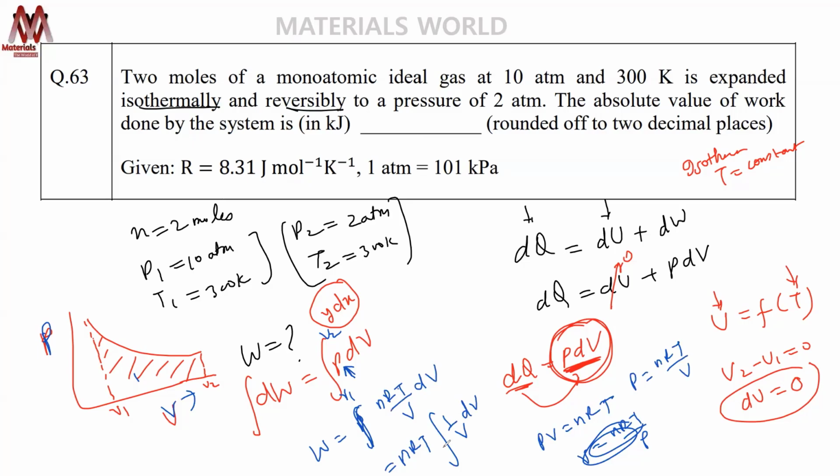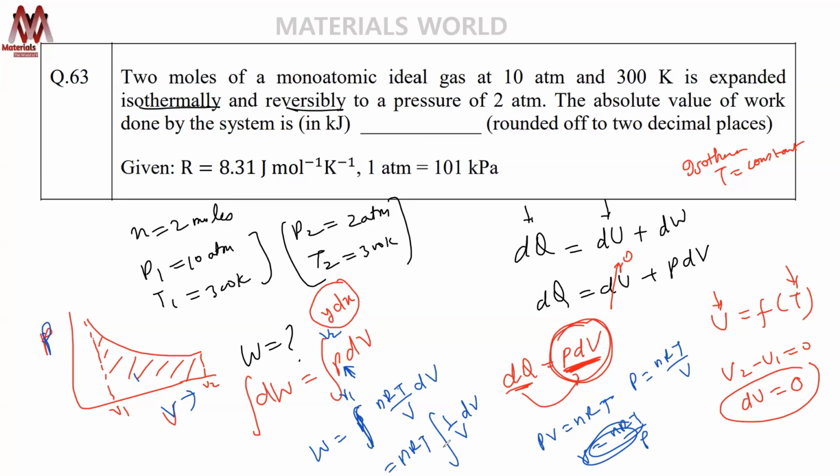Why I'm telling this all? Because you should not memorize formula at all. If you keep memorizing, there is a lot of problem. Because if I were there at the place of you, and I don't remember the work done formula for isothermal process, I will not panic. Because I know PV graph. I know what is work done.